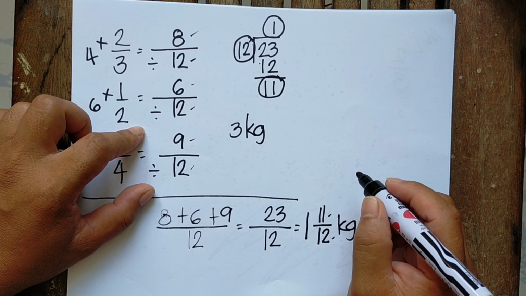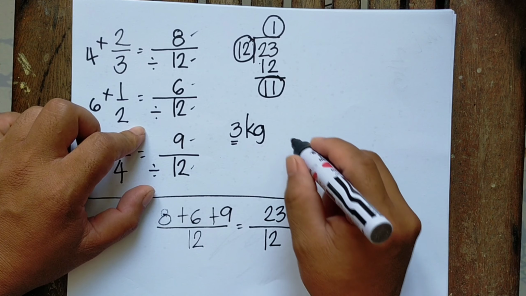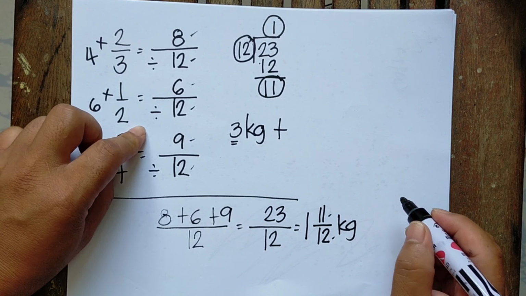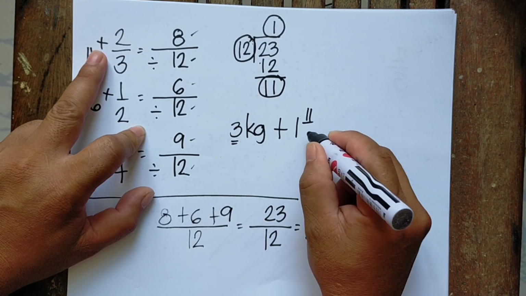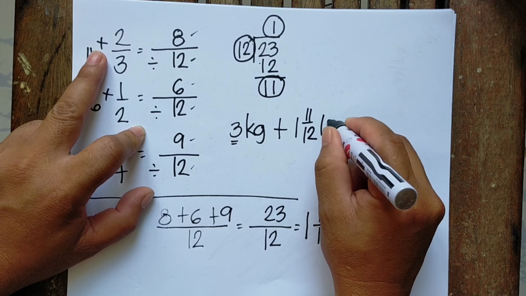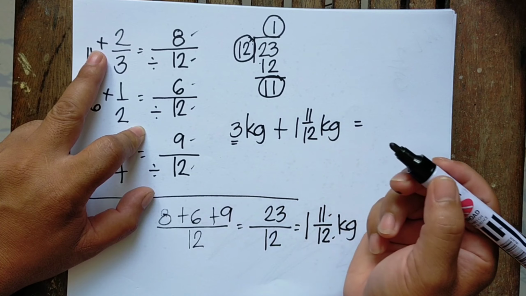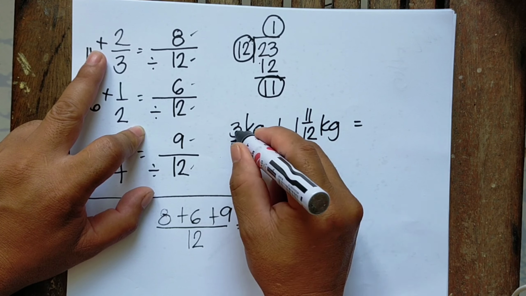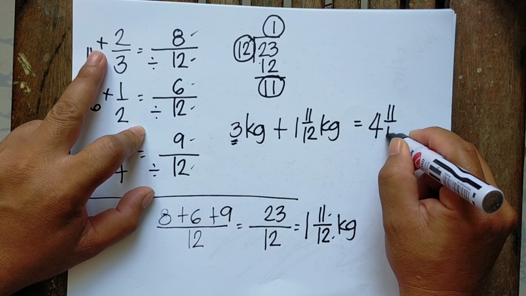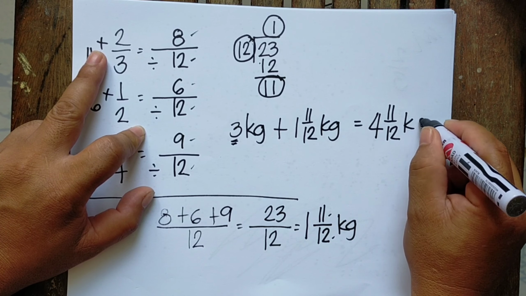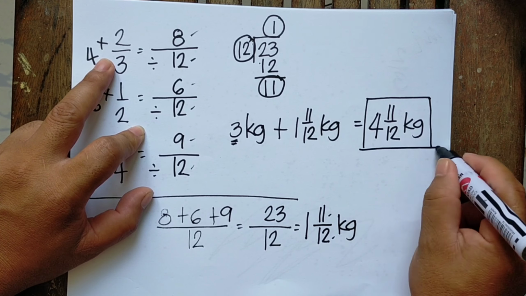So let us add the whole number that we have set aside earlier plus the result of the 3 fractions that we added. This is 1 and 11/12 kilograms. So this is equal to, let us add the whole number, 3 plus 1 equals 4. And let us copy the fraction. So therefore, the total weight of the meat I bought is 4 and 11/12.